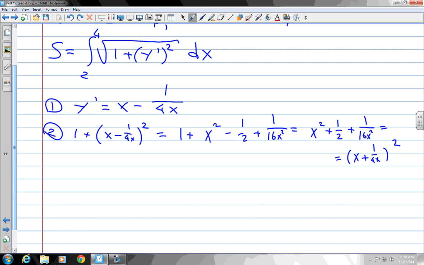Is that okay? I mean, this is just algebra, just factoring. We're kind of cheating here because we knew that result, so we just got the same thing with a plus. So put a plus in there, right?